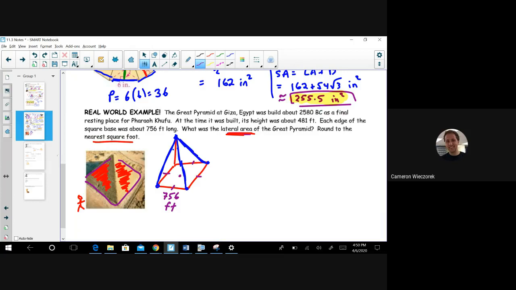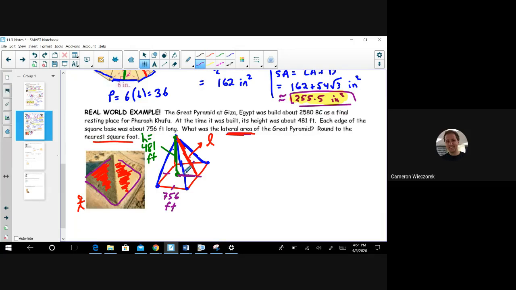And they told me that the height of the pyramid was 481 feet, not the slant height, the height. So from the vertex to the midpoint of the square, that distance is 481 feet. So I'm going to do my trick. I know I need the slant height in order to compute the lateral area. I'm going to do my trick where I draw my triangle. I'm going to draw the apothem, and then I'm going to connect by drawing slant height in red. So this red piece I'm drawing is the slant height.